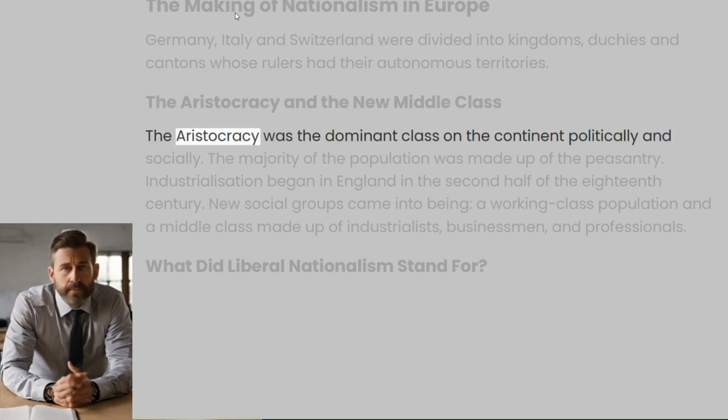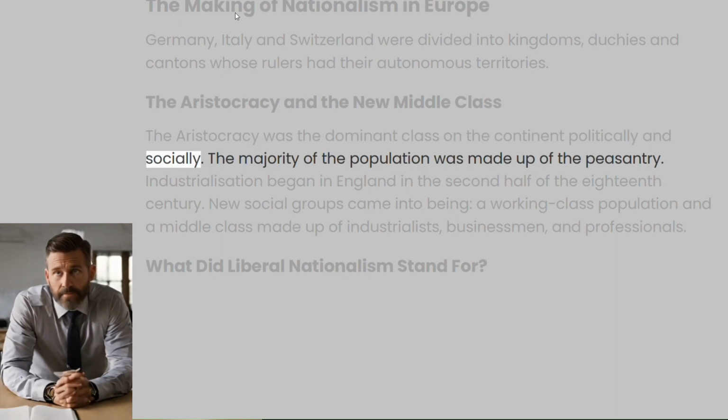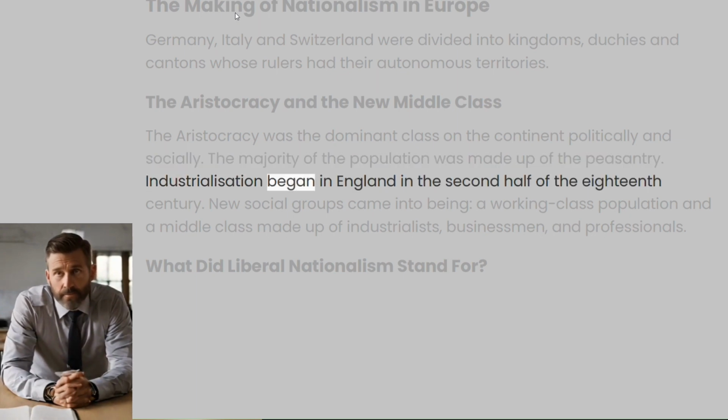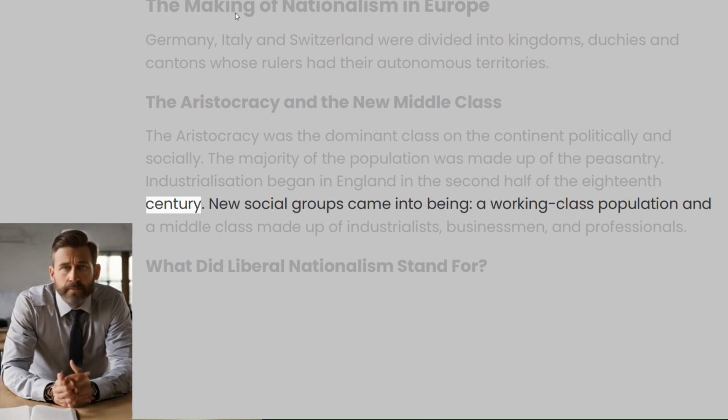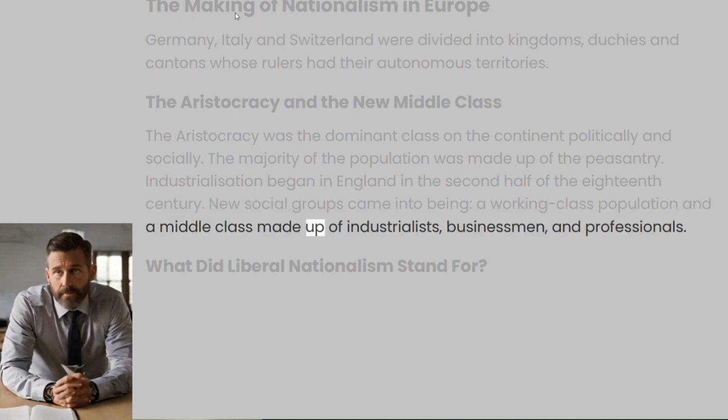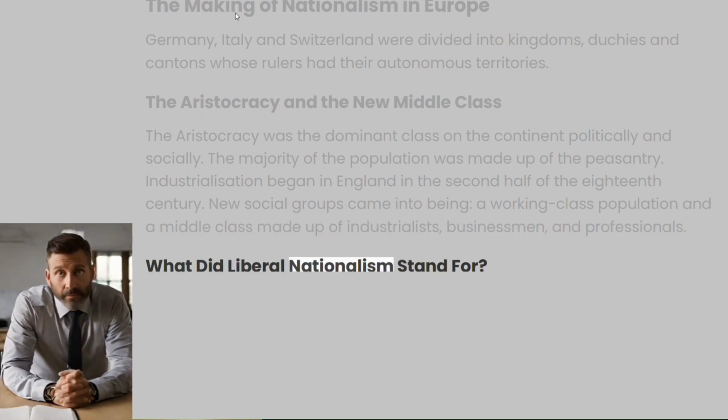The aristocracy was the dominant class on the continent politically and socially. The majority of the population was made up of the peasantry. Industrialization began in England in the second half of the 18th century. New social groups came into being, a working class population and a middle class made up of industrialists, businessmen, and professionals. What did liberal nationalism stand for?